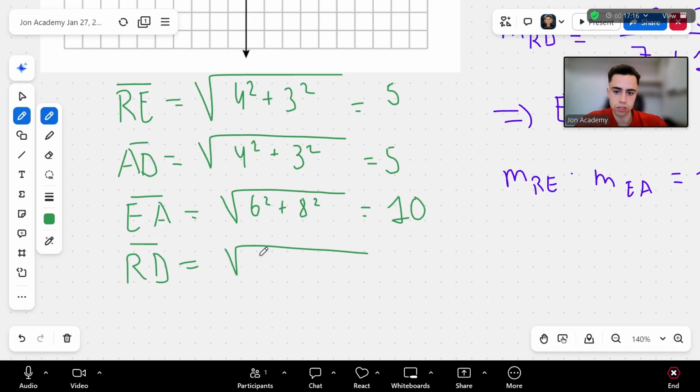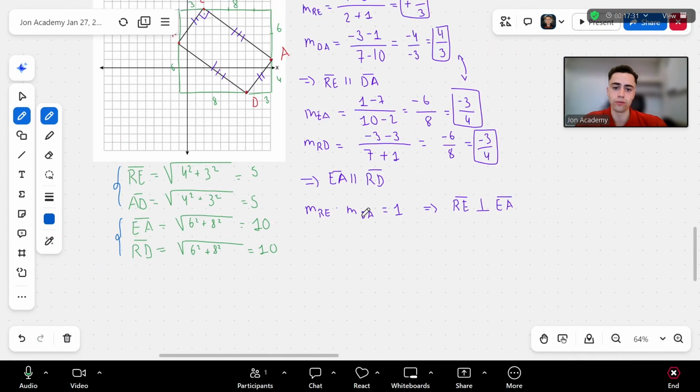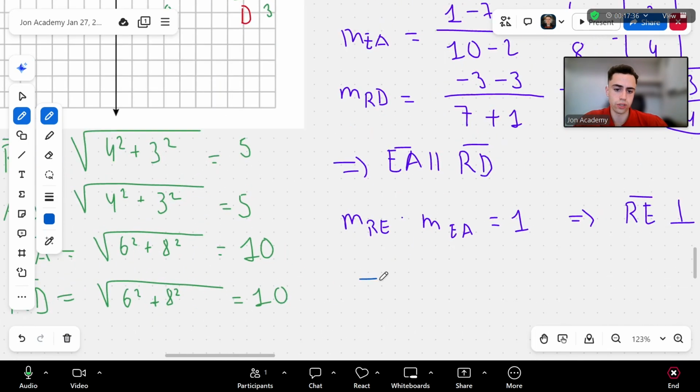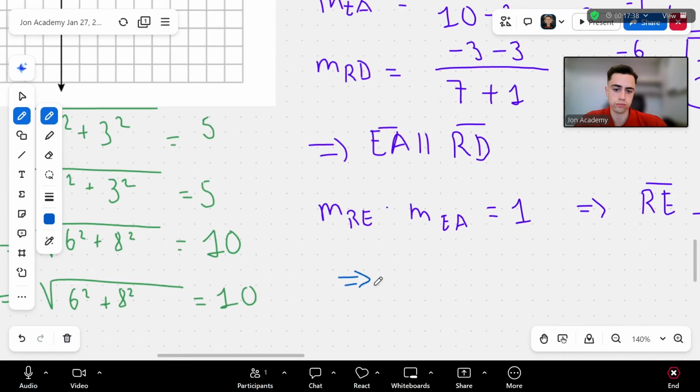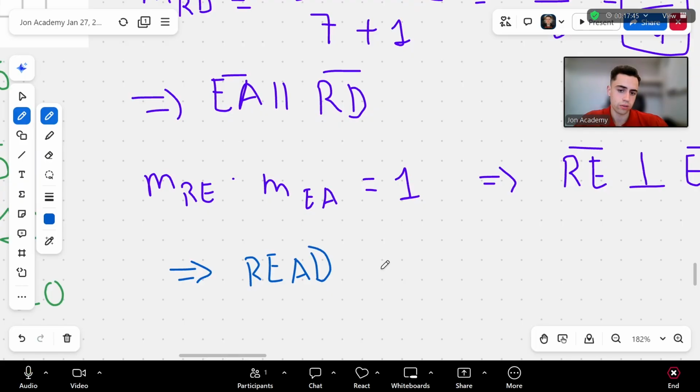And this one is the same way around, no? Basically 6 squared plus 8 squared is 10. So now we proved the distances are the same and they are parallel and perpendicular between each other. So now we already proved, no, this has to be READ, is a rectangle, no, and we could write some explanation, no.